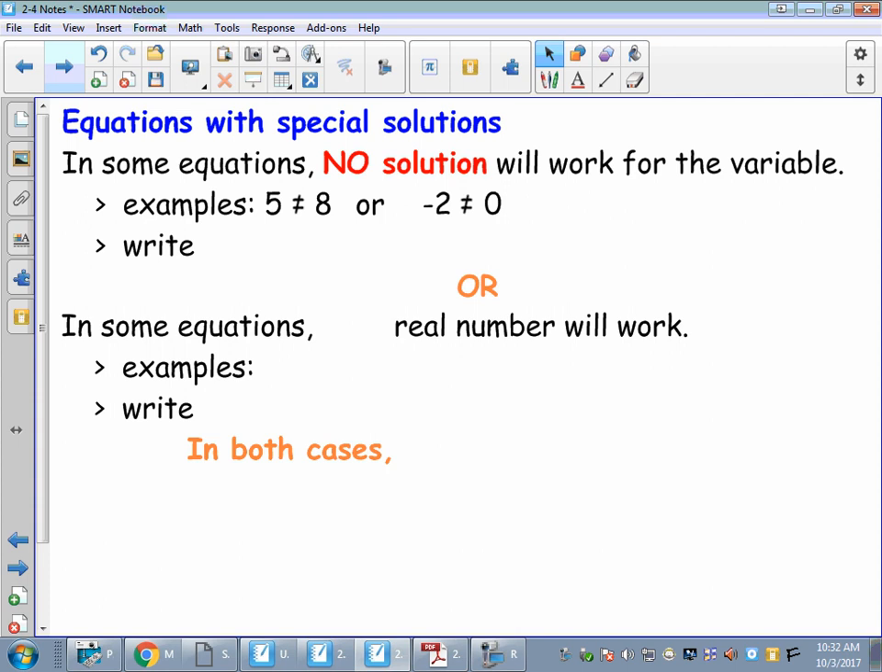Well, 5 is never equal to 8. 5 equals 5 and 8 equals 8. So if you get some answer where the variable completely goes away and the two sides are mismatched, you simply write no solution, or you can use the empty set symbol, no solution here.